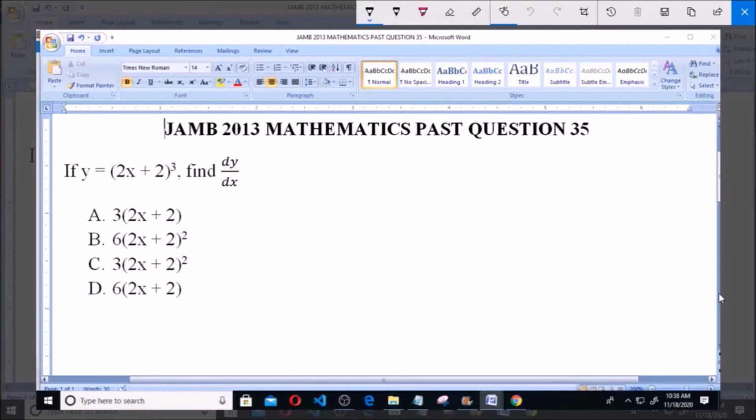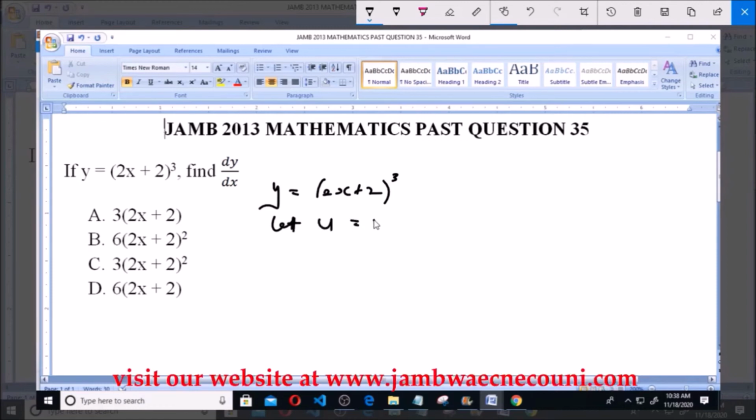If y is equal to (2x plus 3) in bracket raised to the power of 3, find dy/dx. Now we're given that y is equal to (2x plus 3) in the bracket raised to the power of 3. Now let u equal 2x plus 3.